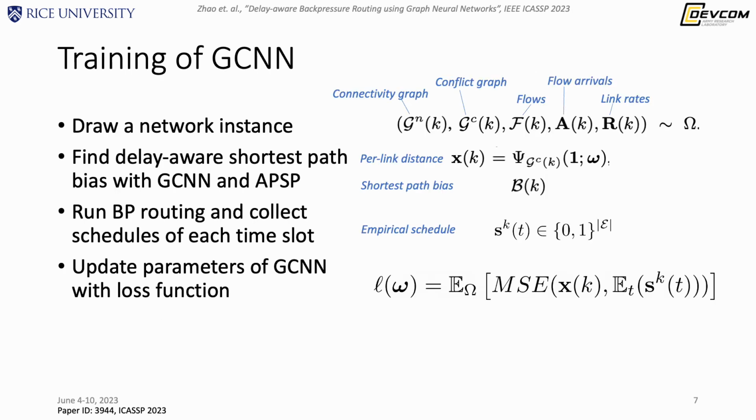The training of the GCN can be done in 4 steps. First, we draw a random network instance that includes the network itself, the random flows, packet arrivals, and link rates. Based on these, we run the GCN to find the per-link distance x. Based on this x, we run the APSP to find the shortest path bias b. With this b, we run simulation for many time steps, and we collect the empirical schedule of each time step s, which is a binary vector of size the number of links. At the end of the simulation, we use this loss function, basically the mean square error between the x and the average empirical schedule, to optimize the GCN. And we repeat this process until the GCN converges.